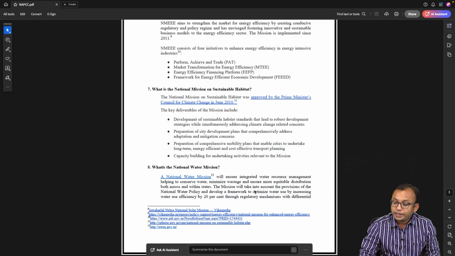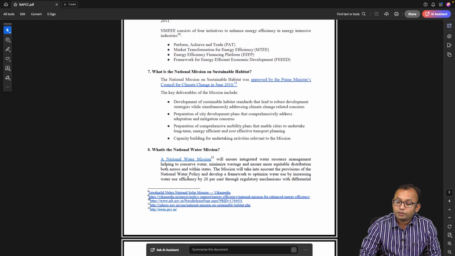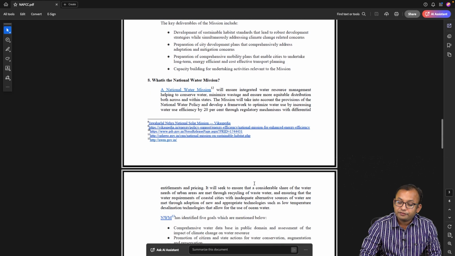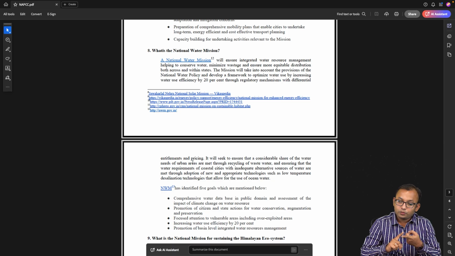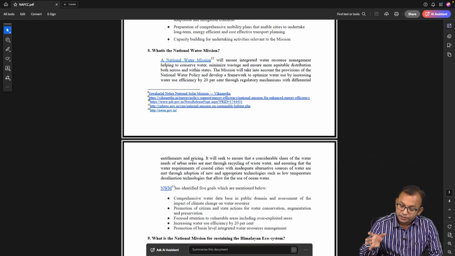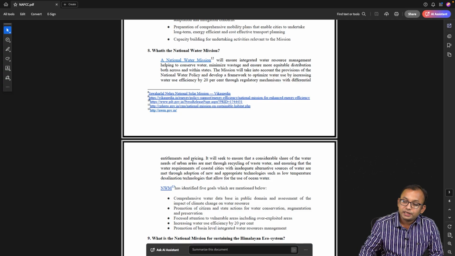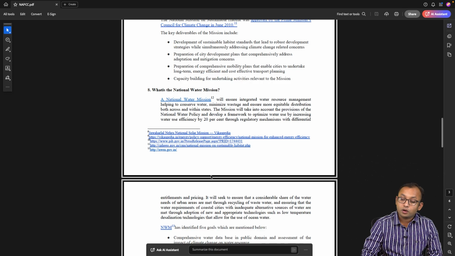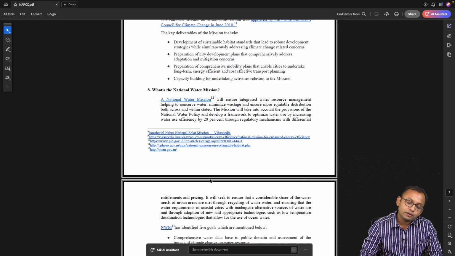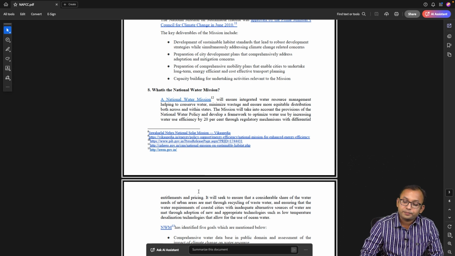The mission will also take into account the provisions of the National Water Policy and develop a framework to optimize water use by increasing water use efficiency by 20% through a regulatory mechanism with differential entitlements and pricing. So, the goal is to look into integrated water resource management, and also to upscale water efficiency, so that we can minimize the loss of water and work with a relatively lesser amount of water.